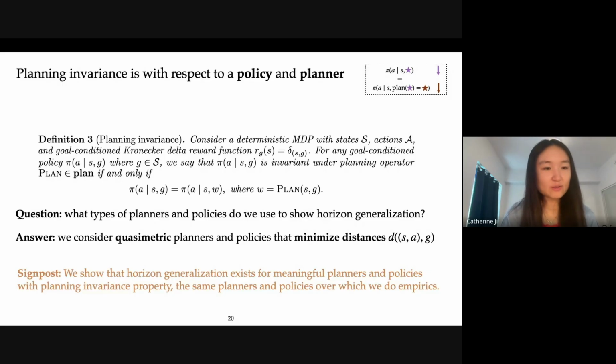So I do want to stress, just as a signpost, we are showing that horizon generalization exists for meaningful planners and policies with the planning invariance property. And this is going to be the same set of planners and policies over which we do some subset of our empirics. However, I do want to stress that while I'm really happy to answer questions about quasi-metric methods, and I'm going to get to their properties and implications in a second, the point of our work isn't to introduce, say, a new method that does horizon generalization the best or something. It's just to properly define horizon generalization and planning invariance and show that they exist theoretically and empirically.